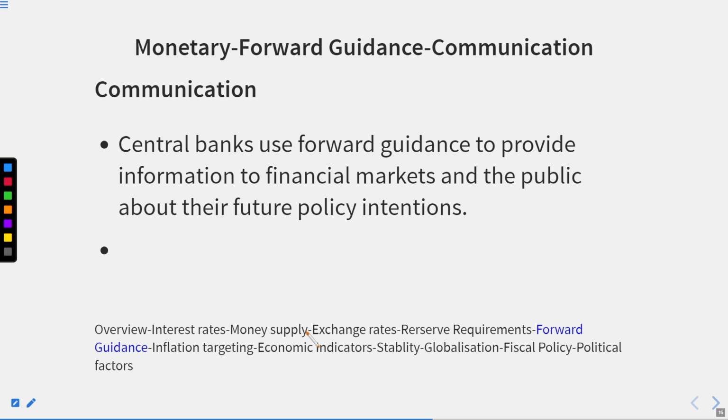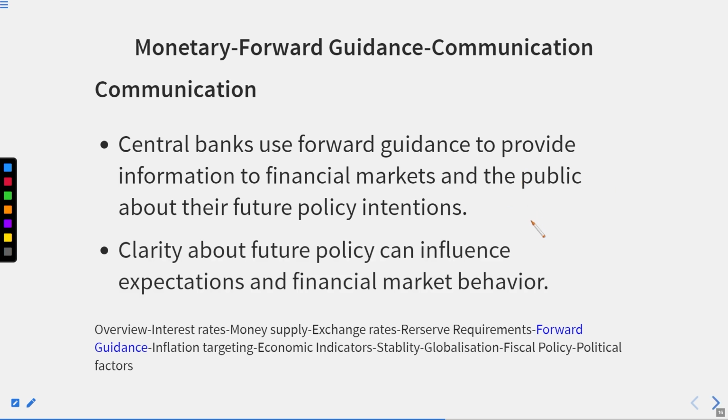Similar things will happen with the public. If the person who requires a loan gets an indication that the central bank is going to increase the CRR, the SLR, or the repo rate, he gets to know that in future, the financial institutions will not be comfortable granting a loan. So he will apply for a loan now, so that he could get a loan easily. Clarity about future policies can influence expectations and financial market behavior. That's what we have seen.